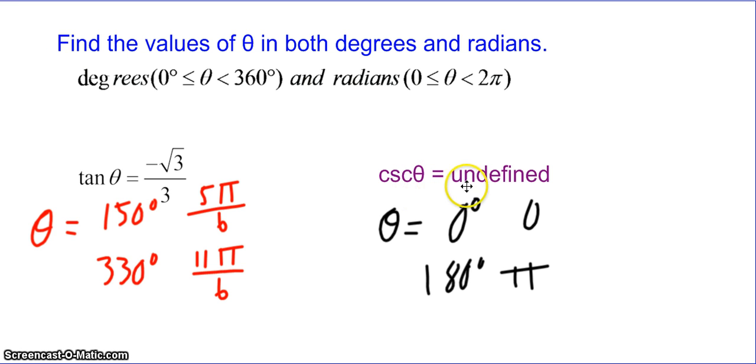Cosecant, well, where is cosecant going to be undefined? Well, what's going to make it undefined? Cosecant is the reciprocal of sine. So if the sine is 0, then the cosecant is going to be undefined. So where is the y value 0? Well, that's going to be at 0 degrees, 0 radians, 180 degrees, and pi radians. Again, we don't include the 360 and the 2 pi because of the restrictions up here.